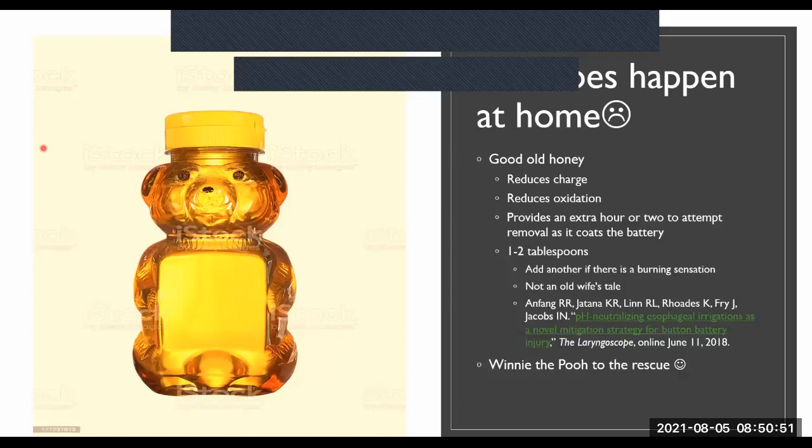No, I'm serious. There's some papers written about this, which I pointed out over here. So that's one of the more recent papers that was done on it, but there's quite a few. So it gives you an extra hour or two to remove that battery. So even if it happens here in hospital, we have honey around the hospital. We have a kitchen. Agreed. They may not have the best quality honey, but it's still honey.